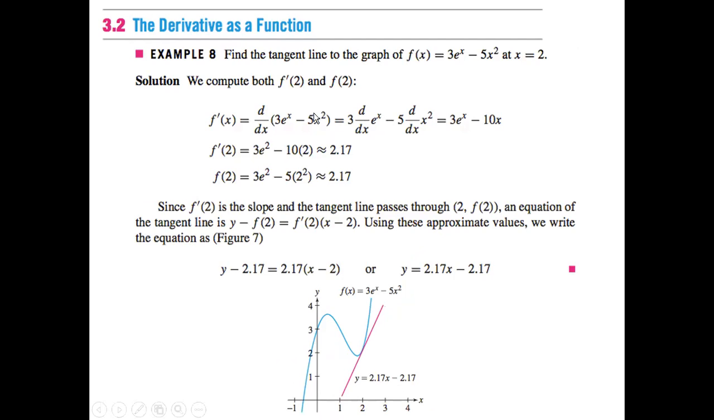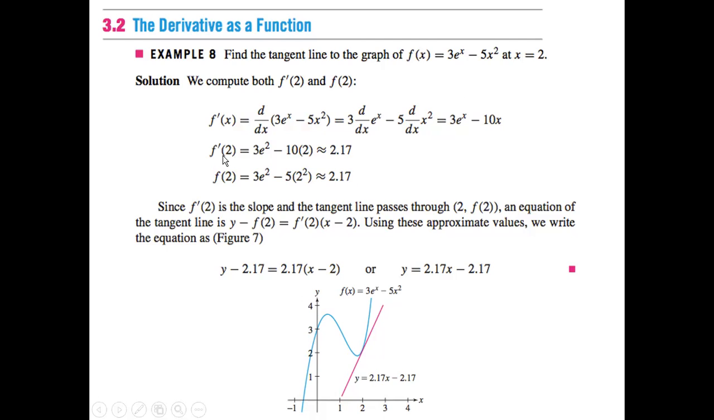You do that by using these rules. Constant multiple rule, pull out that number 3. Derivative of e to the x is equal to e to the x, so that derivative is 3e to the x. The constant rule, pull out that -5, and then derivative of x squared is 2 times x. So -5 times 2 is -10. So I want you to be able to rapidly do computations like this, to get these formulas.